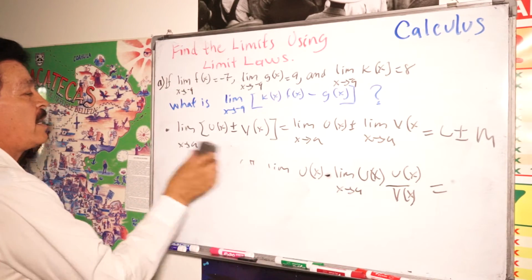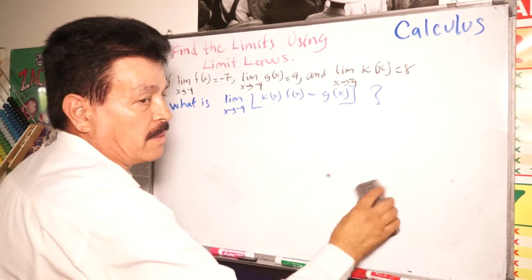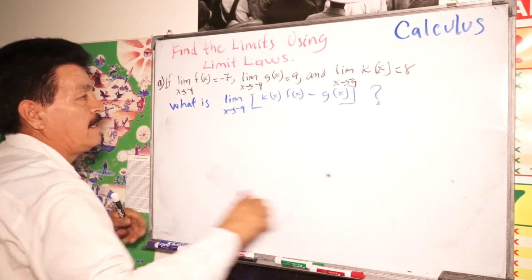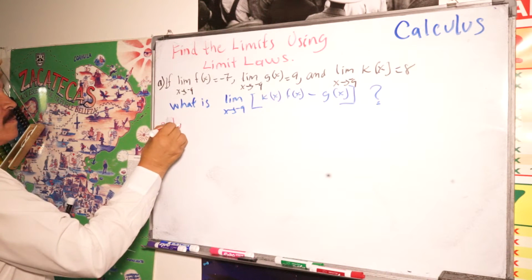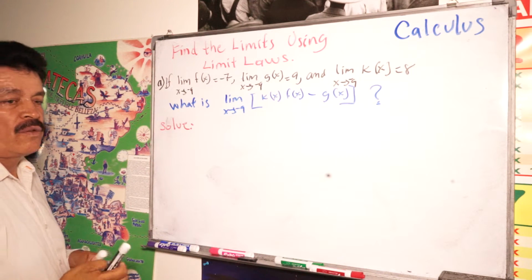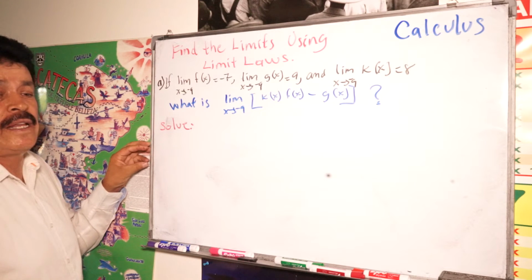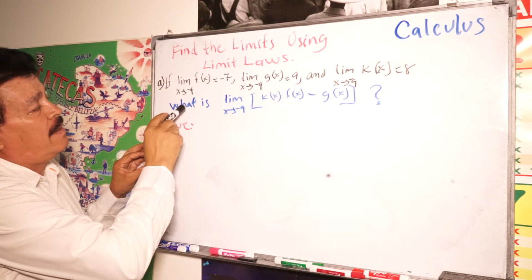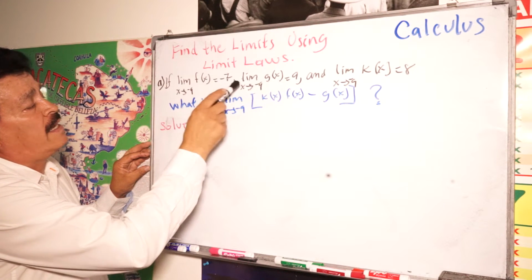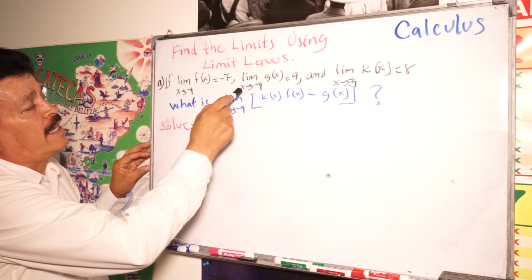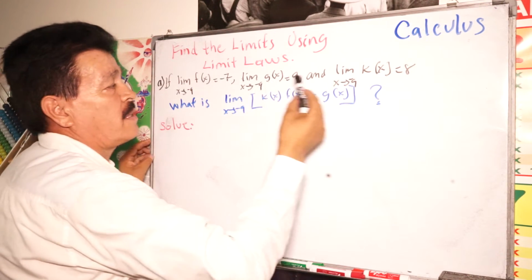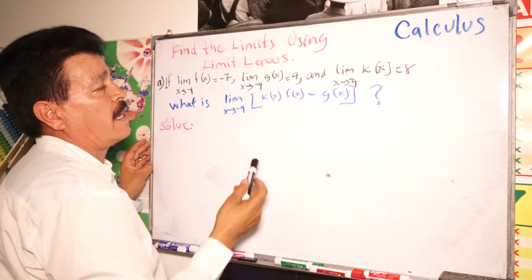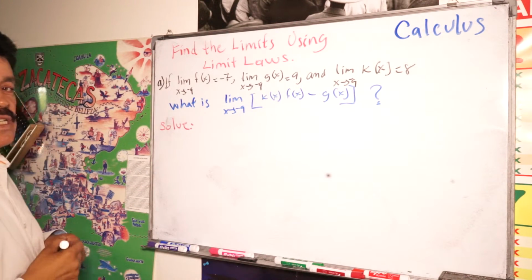Now we are able to find the answer to our problem. First step, solve our problem. We already know the limits: the limit of f of x equals -7 as x approaches -9, the limit of g of x equals 9 as x approaches -9, and the limit of k of x equals 8 as x approaches -9. So this is our problem.